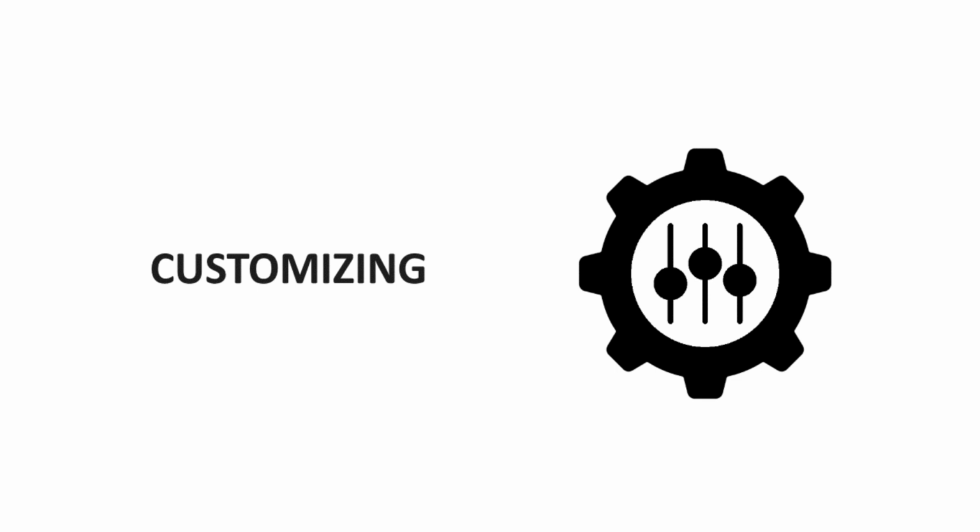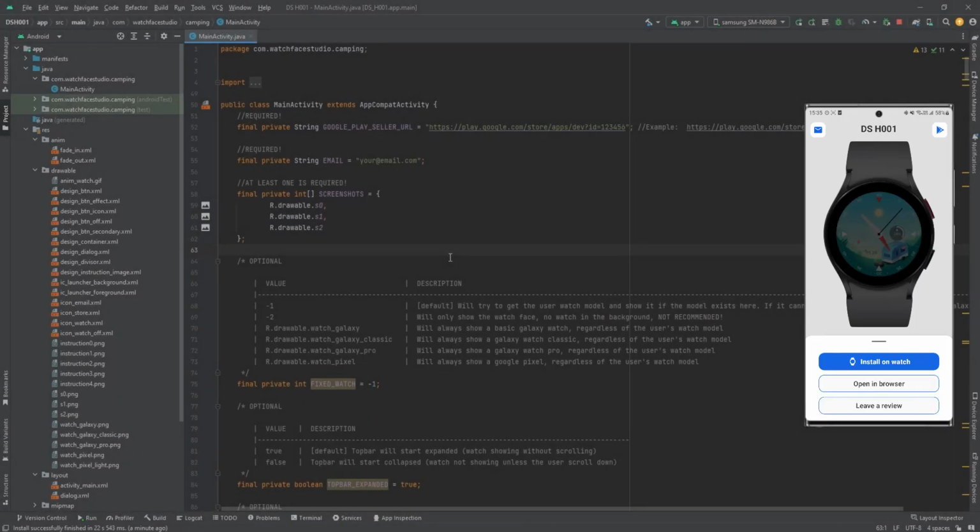There are 4 basic customizations you can do. The first one is the watch skin. I added 4 watch skins to the app: a basic Galaxy Watch, a Galaxy Watch Classic, a Galaxy Watch Pro, and a Pixel Watch. By default, the app will try to get the user's watch name and set the corresponding image. If the app can't identify the watch model, it will show the basic Galaxy Watch by default. In case you want, you can set a fixed skin no matter the user's watch. You just have to change this value here, like this.